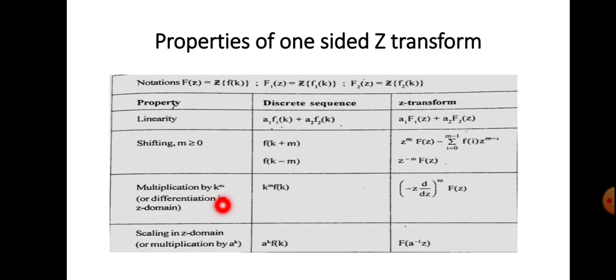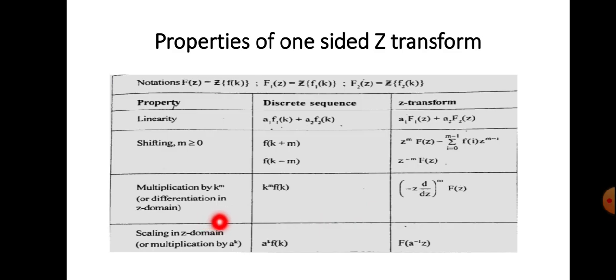Next is multiplication by k. If we multiply the signal f of k by k raised to m, then the corresponding change in the Z transform is that differentiation comes in, that is k raised to m into f of k results in minus z d by dz all raised to m of F of z. That means f of k has the Z transform F of z, but if k raised to m comes along with this f of k, then the corresponding term is minus z d by dz, all raised to m, into F of z.